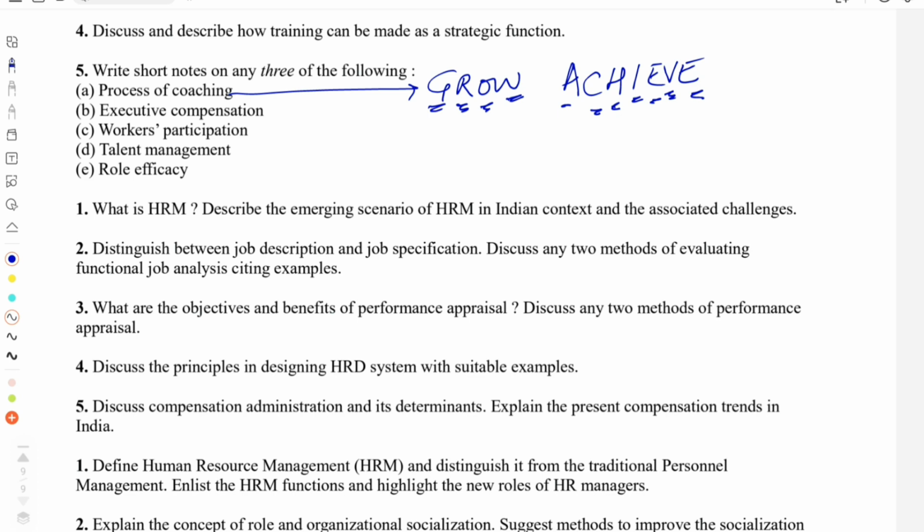Okay, next, what is HRM? Describe the emerging scenario of HRM in the Indian context. We have already discussed that. Distinguish between job description and job specification. So job description we have already told. Next is, what is job specification?